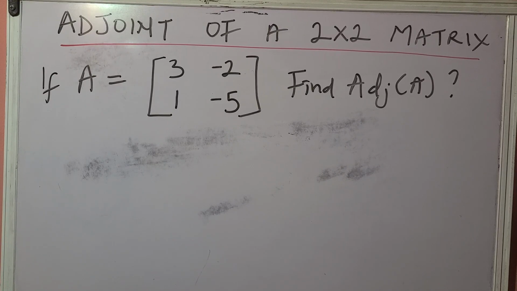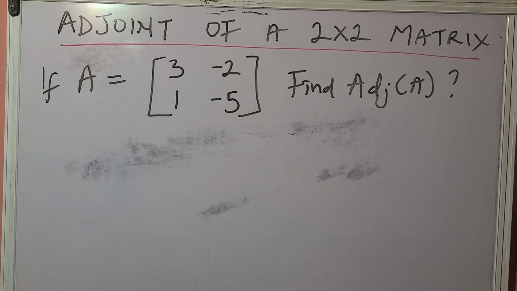All right, the procedure for finding the adjoint of a 2 by 2 matrix is quite different from that of a 3 by 3 matrix. So in finding the adjoint of a 2 by 2 matrix, all you have to do is to interchange the elements of the leading diagonal and change the sign of the elements of the other diagonal.